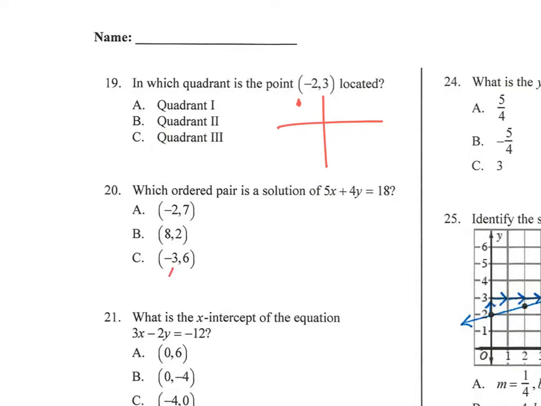On number 20, the first number is always your x, the second number is always your y's. All right, with all three of them, you're going to plug in the number for x. So it's going to be 5 times what number plus 4 times what number. And you're trying to get 18. So which one of these, when you plug them in, will give you 18?